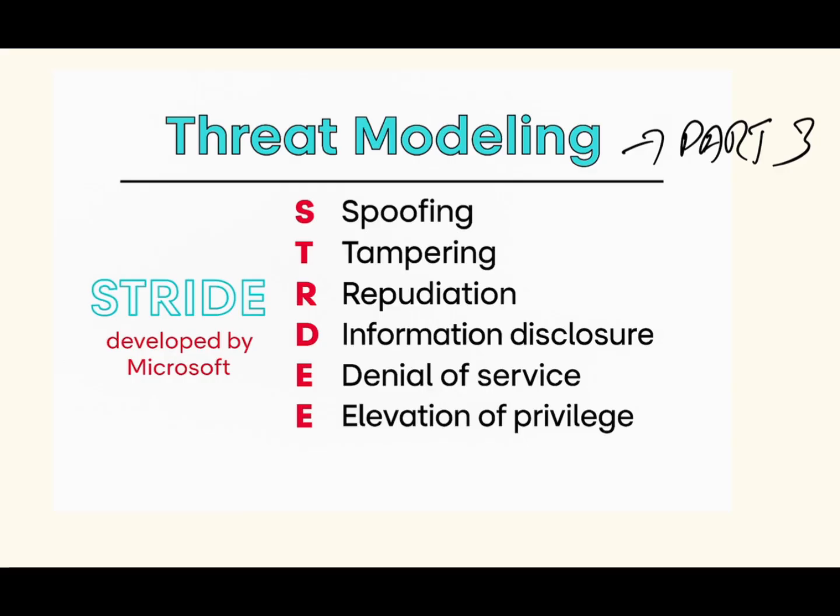Tampering refers to unauthorized modification of data or code, either while it is stored at rest, transmitted in transit, or being processed. In these three stages, data can be modified or altered. Either data is at rest, in transit, or being processed, right? So, real world examples of tampering.